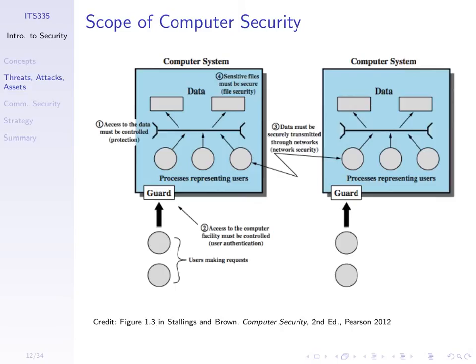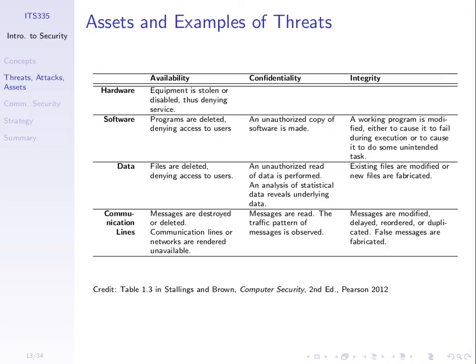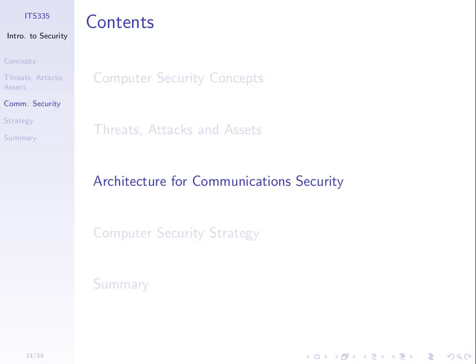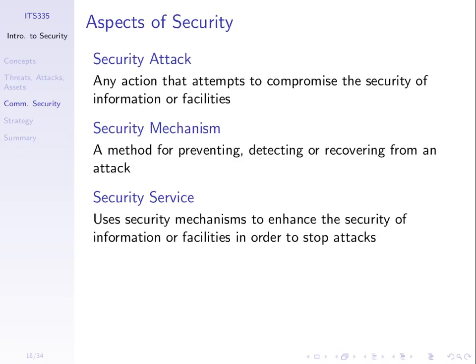So let's just finish this topic, and then we'll move on to cryptography. So where do we get to? We say we have assets that we want to protect. There are threats against assets, and if those threats are carried out, that's an attack. We went through, in terms of communication security or network security, that there may be attacks on the network. We use mechanisms to try and prevent or detect those attacks, and we'll list some mechanisms shortly. And we combine a set of mechanisms together to provide an enhanced security of our system. So we provide a security service.